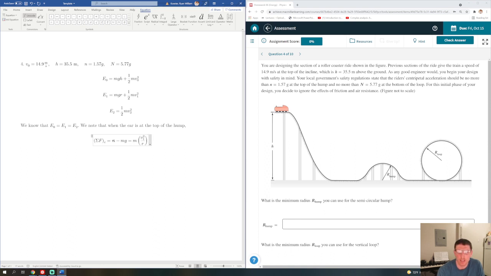And we, let's see, we want the centripetal acceleration there to be equal to n, right? Remember, this is a different n than the one I just wrote. And so what we have is that v1 squared over r equals n, right?